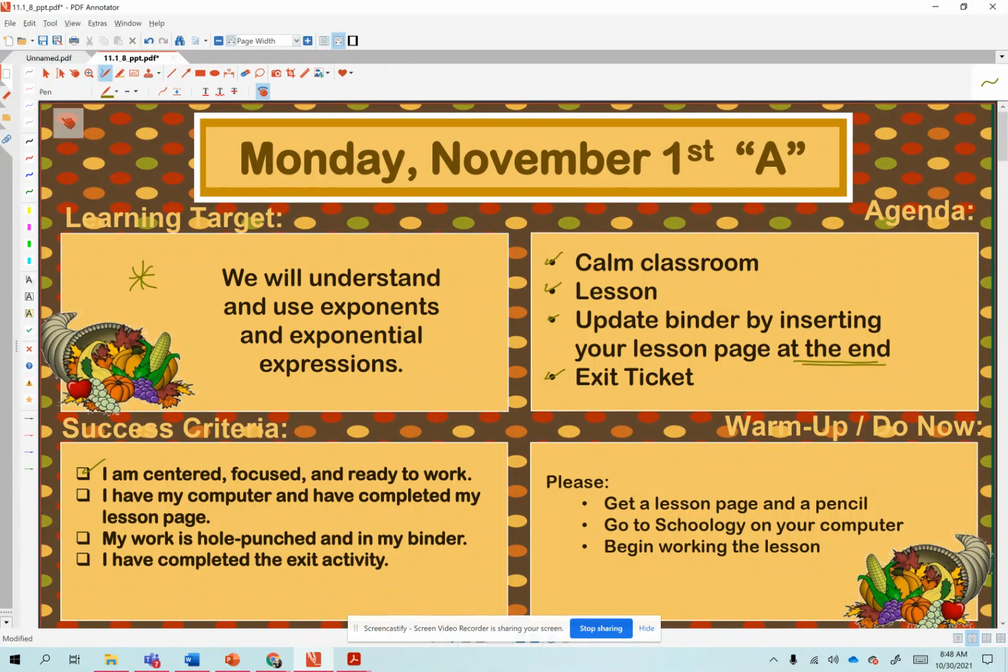We have our computer and our completed lesson page at the end of the period. Make sure your work is hole punched and that you've put it in your binder. And go ahead and complete that exit activity, which I think you'll find is fun at the end of the class. So make sure you have your lesson page, your pencil, get to Schoology, and begin working on the lesson. So let's get started.